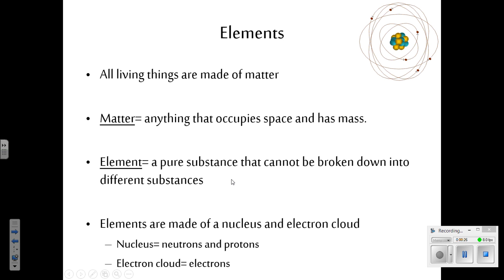They're just pure substances that we can't break down by natural means. We can break them down in a nuclear reactor type setting, but that would be the only way. In normal chemical reactions, they wouldn't break down on their own.